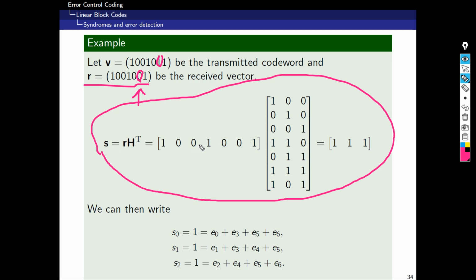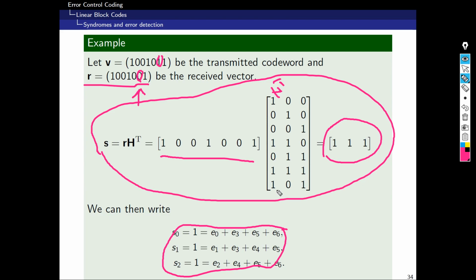Now, at the receiver, we right away try to find the syndrome S, which is a vector of length n minus k, and it's equal to R multiplied by H transpose. You already have R from the questions. You multiply it by H transpose. H, you know it; you get it from the generator. And you get that the syndrome is S = 111.